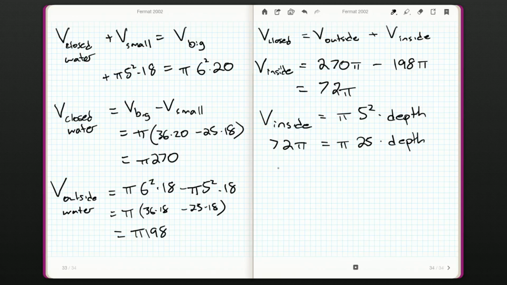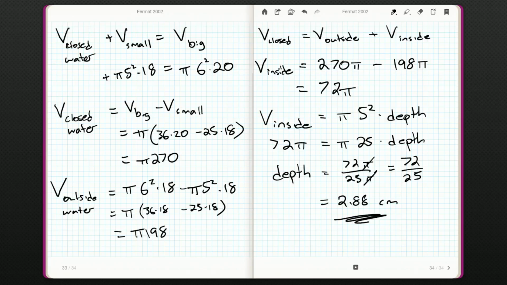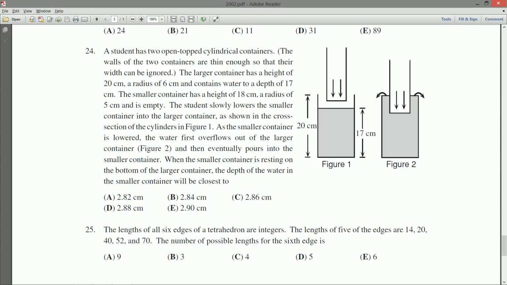If we rearrange, we'll get the depth is 72 pi over 25 pi. Well, the pi's are going to cancel out. We'll be left with 72 over 25. 72 divided by 25 is exactly 2.88. And it's going to be centimeters. Alright, 2.88. I think that was one of the answers. I think we were all in the 2.8 somethings. And there it is, D. So I think D will be a fine answer.